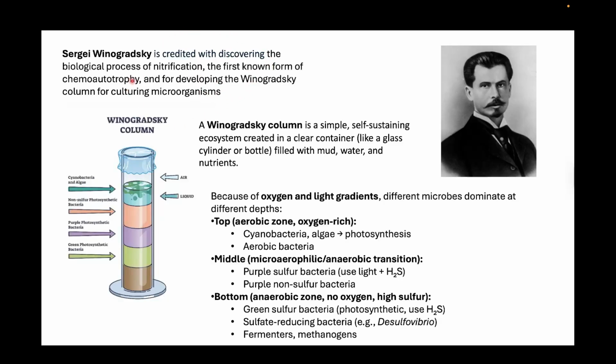Is credited with discovering the biological process of nitrification, the first known form of chemoautotrophy, and for developing the Vinogradsky column for culturing microorganisms. So this is also the scientist who discovered the nitrification process as we know now, the great nitrogen biogeochemical cycle, and the different bacteria which play a role in nitrification.